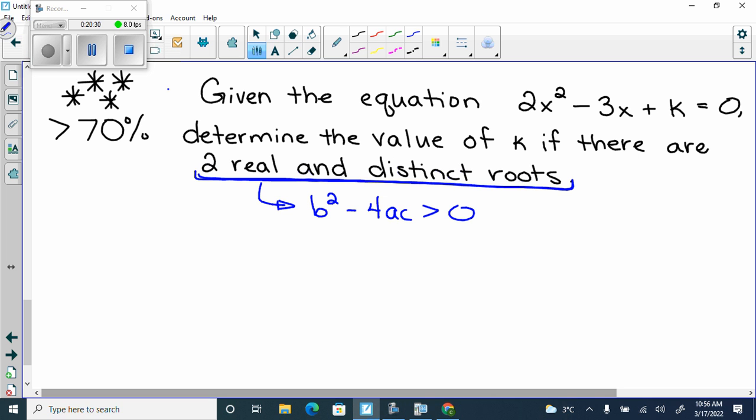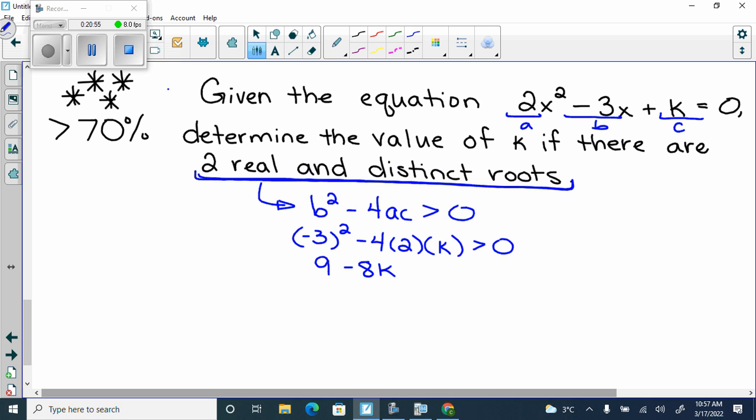Now we can just fill in stuff. We agree? Let's fill in the stuff we have. We have A is 2, we have B is negative 3, and we have C is K. Let's fill it in. Negative 3 squared minus 4 times 2 times K is greater than 0. Then we get 9 minus 8K is greater than 0. Nothing crazy here, right? How do we get K by itself? We'll subtract the 9 over.